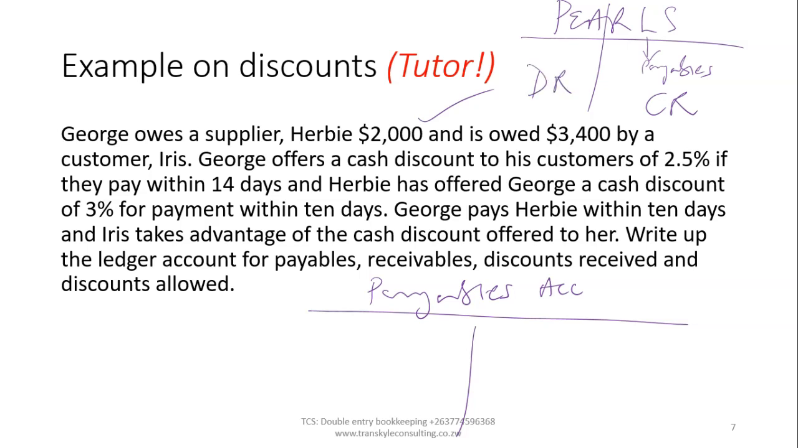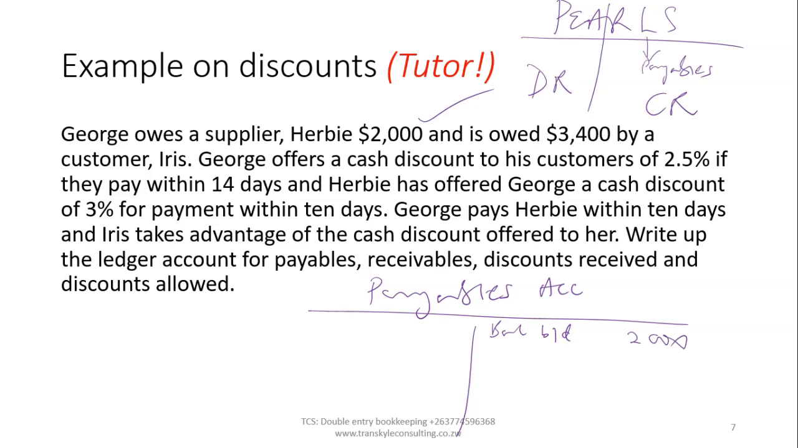Remember, this is the debit side. Liabilities are by default credit, so they have a balance brought forward on the credit side. In this case, we are told that George owes a supplier $2,000, so the balance brought forward is $2,000.